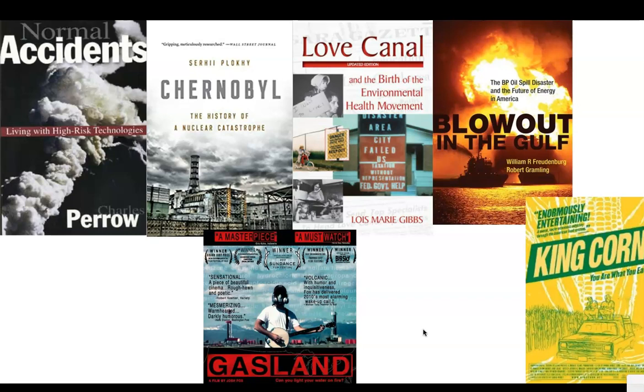So these are all wonderful case studies. Normal Accidents looks at a few things, but primarily focuses on the nuclear disaster at Three Mile Island. Chernobyl looks at the catastrophe in Russia, or what's now Ukraine. Love Canal looks at the pollution there and the ways in which the government tried to cover it up.